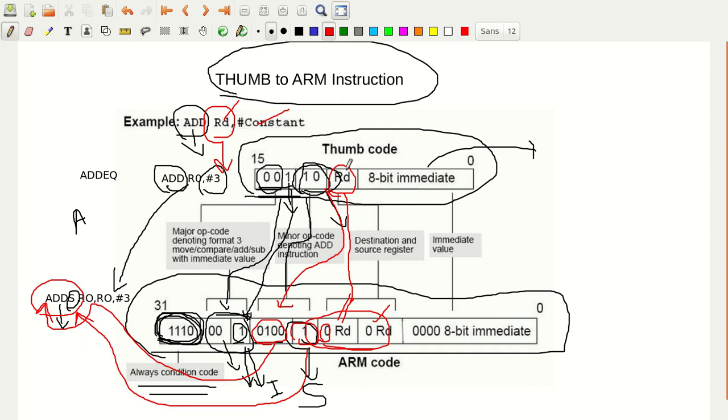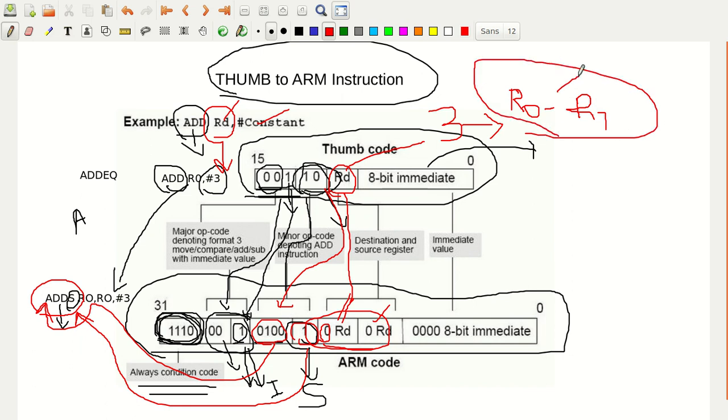That is why 0 is appended here, because if you observe, RD is 3 bits here. In the case of the Thumb instruction set, the registers used are R0 to R7. So how many registers are there here? You have 8 registers. When you have 8 registers, how many bits do you require to encode in the Thumb instruction format? 3 bits are required to encode 8 values. That is why RD has 3 bits here.